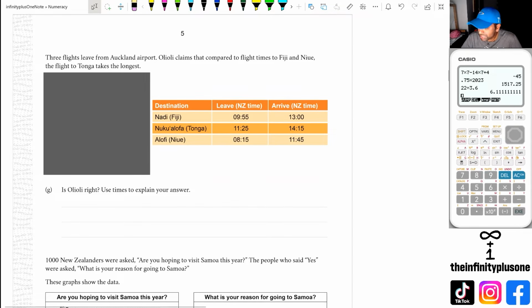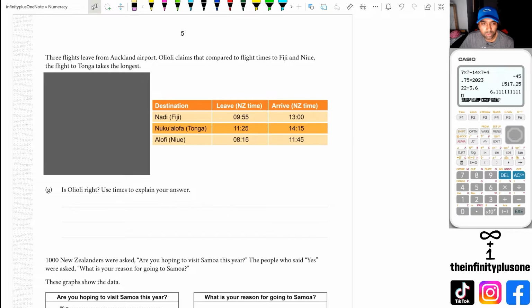Okay, so question G. Let me just go through this. 3 flights leave from, blah, blah, blah. Oli claims that compared to flight times to Fiji and Niue, the flight to Tonga takes the longest. All right, so what we've got to do is work out how long each of these flights takes first. And then once we do that, we can work it out.